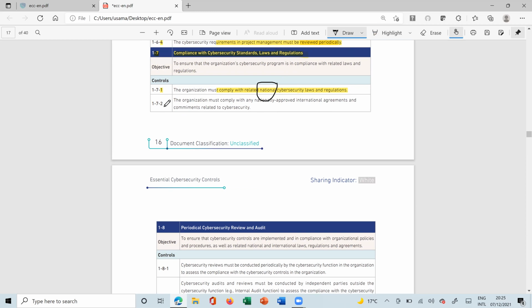Control number 2, the organization must comply with any nationally approved international agreements and commitments related to cybersecurity. GDPR, for example, because of course it should be approved by Saudi Arabia. And GDPR, of course, is approved by Saudi Arabia. And if you have any international agreement which is agreed by Saudi Arabia, then you have to comply with it. One of these examples is the GDPR.